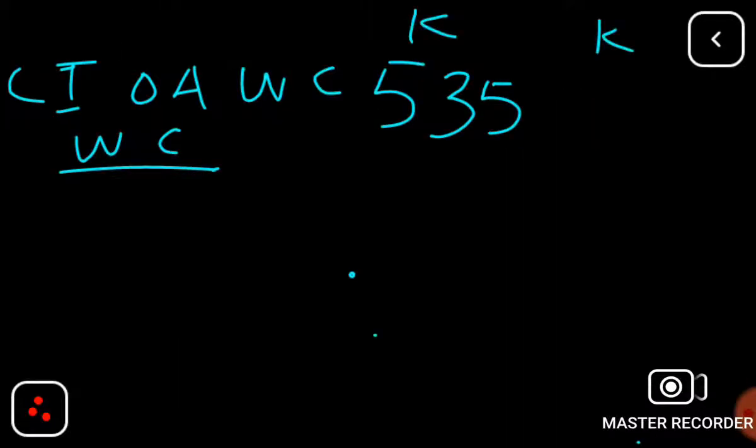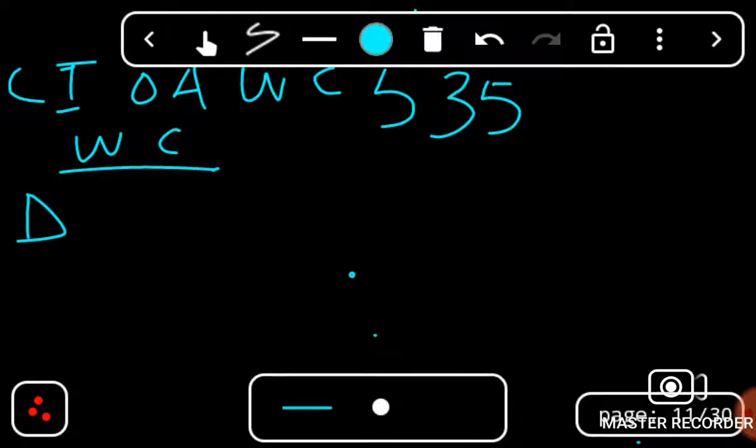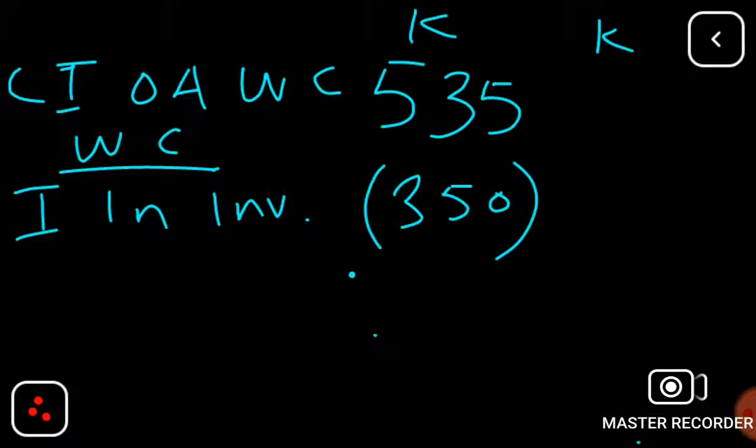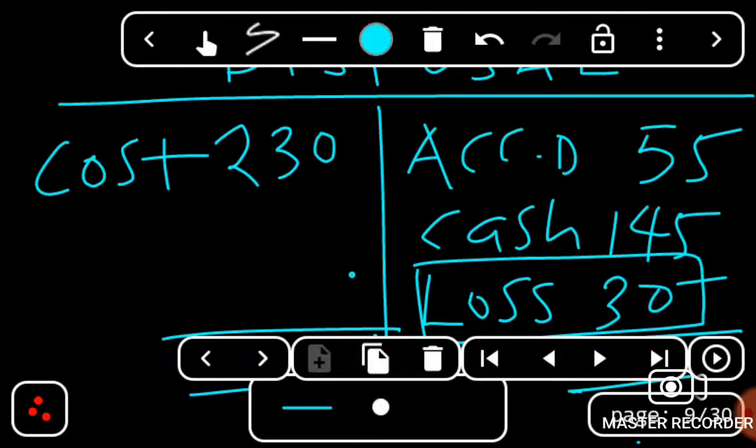So let me just repeat that. Increase in inventory, 350, as a negative figure. Why? It's because our inventory was increasing. People are not buying, but we kept on buying our inventory. Because of that, it's a negative figure. Let's go to receivables.